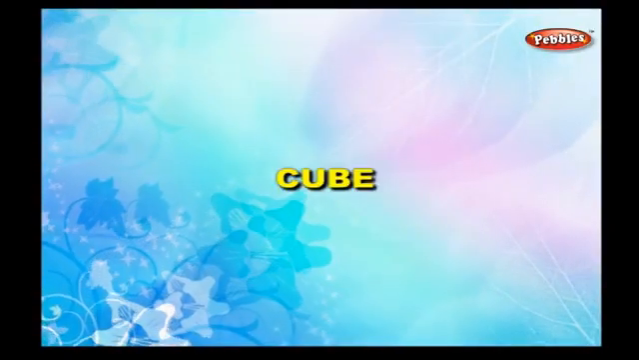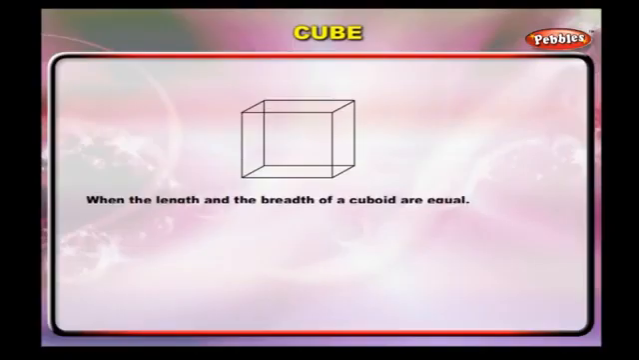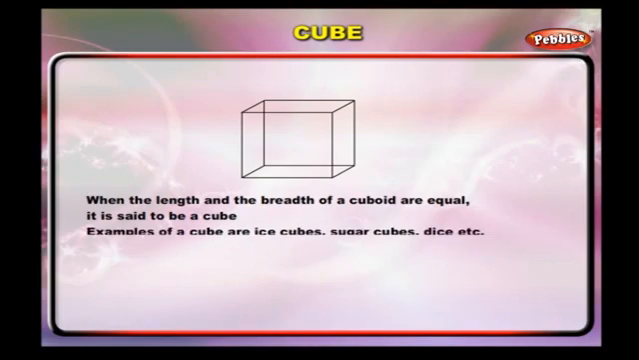Cube. When the length and the breadth of a cuboid are equal, it is said to be a cube. Examples of a cube are ice cubes, sugar cubes, dice, etc.